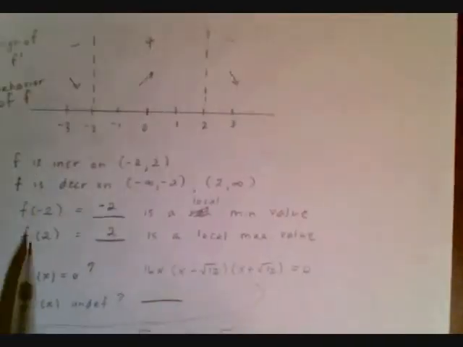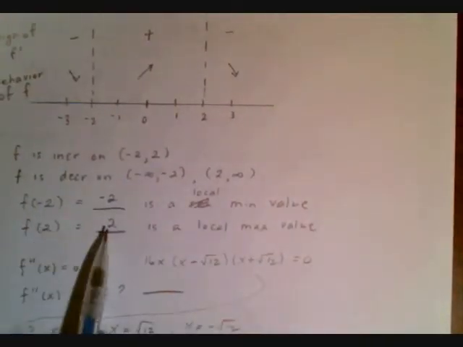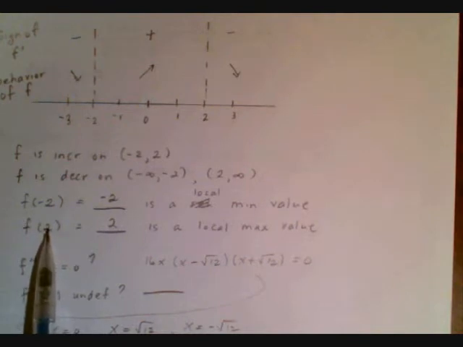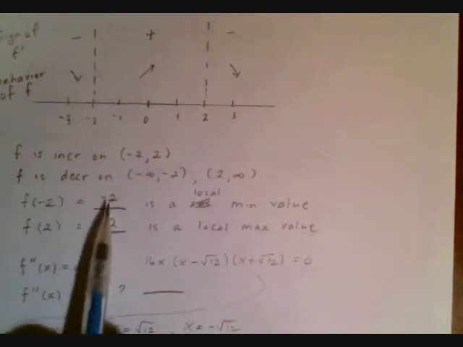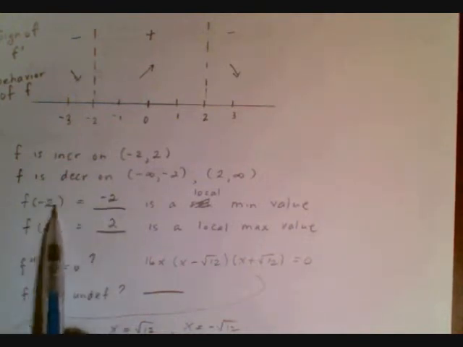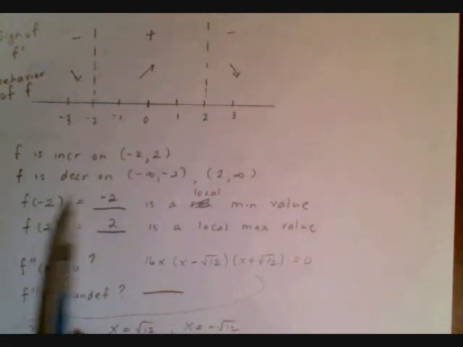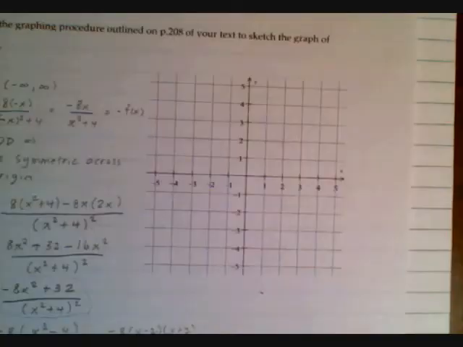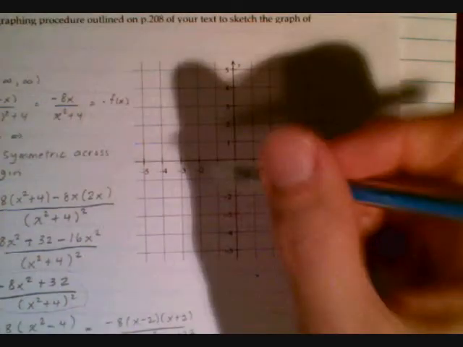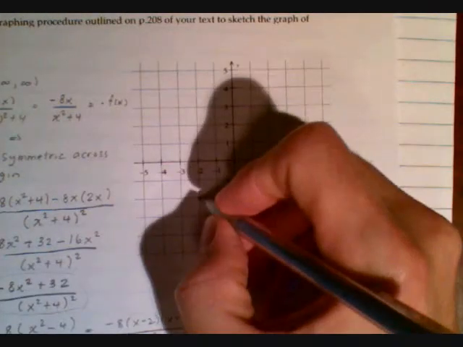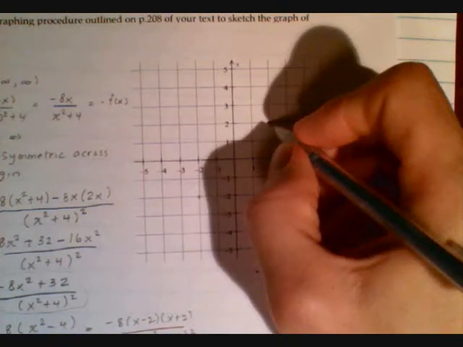Remember our local max value is 2, so the point 2, 2 lies on the graph. The local min value is negative 2. It occurred at an x-coordinate of negative 2, so the point negative 2, negative 2 lies on the graph. I think I'm going to go ahead and just put those points on the graph. We've got negative 2, negative 2, and 2, 2.